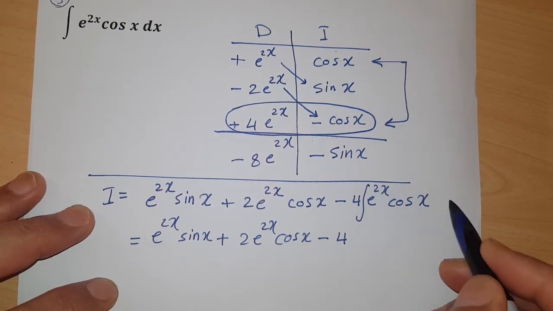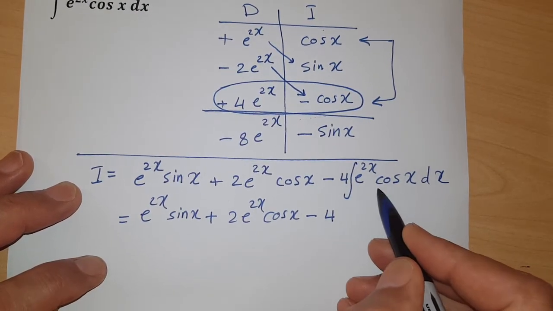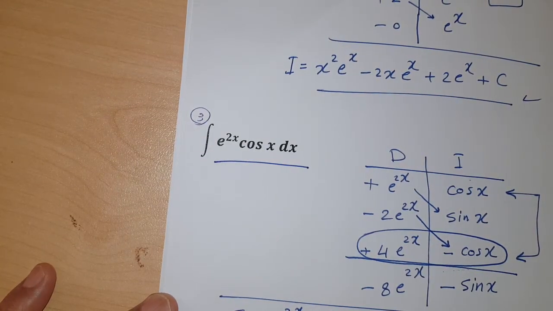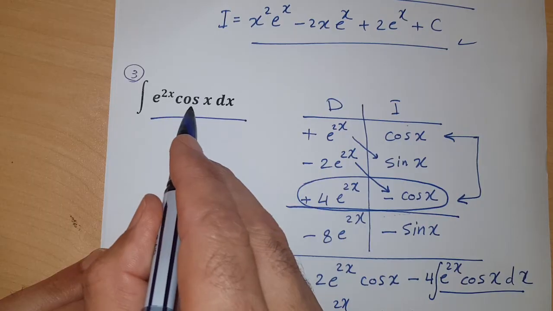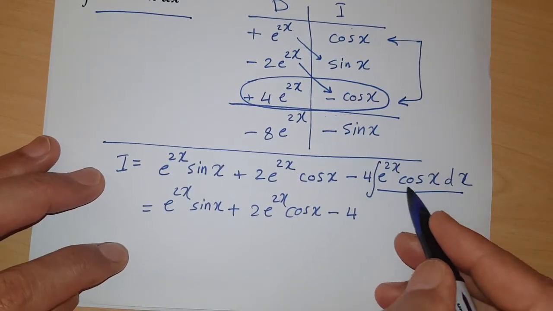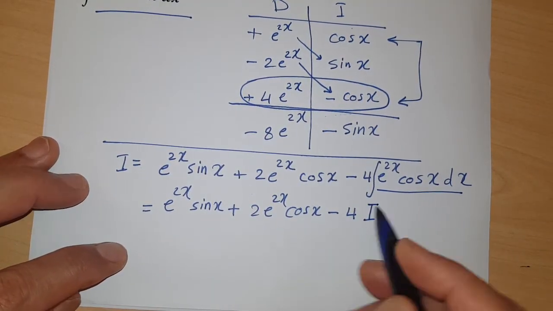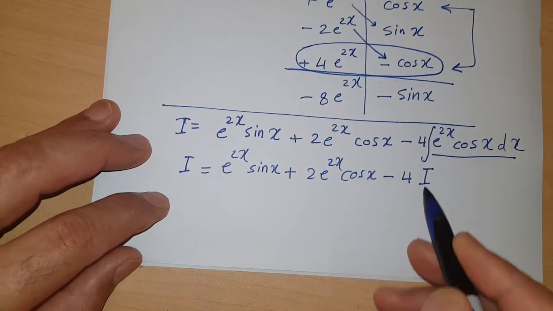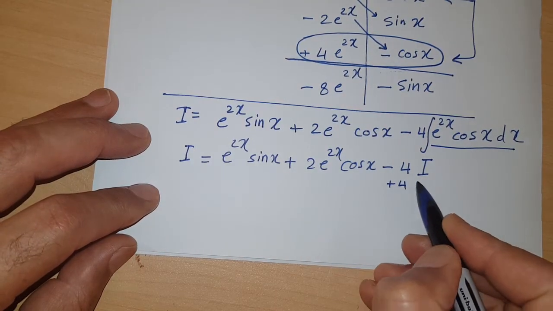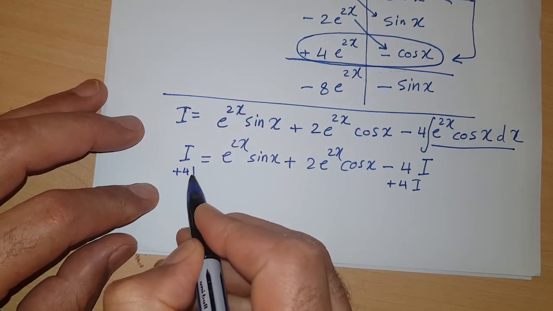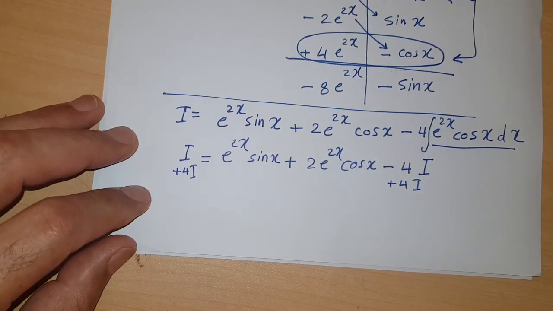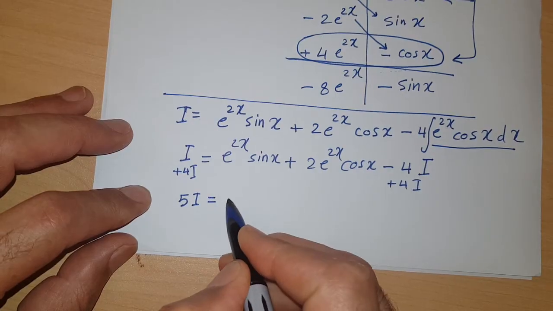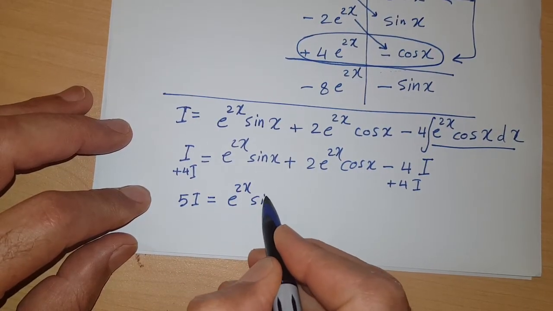Really, this one, the integral of e to the 2x cosine x is the same original function I want to integrate. Yes? Yes, the same. e to the 2x cosine x, e to the 2x cosine x. Name this I. This is I, the same function I want to integrate. Okay? By adding 4I to each side, you will get now I plus 4I is 5I, equal to e to the 2x sine x.